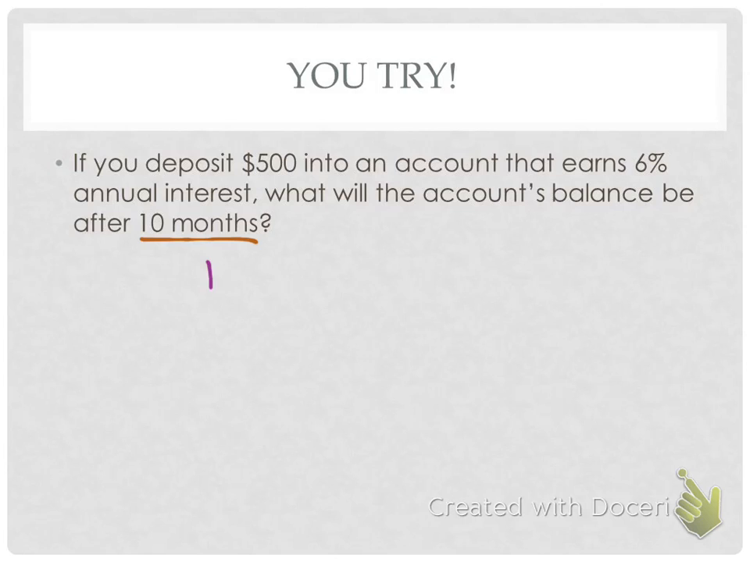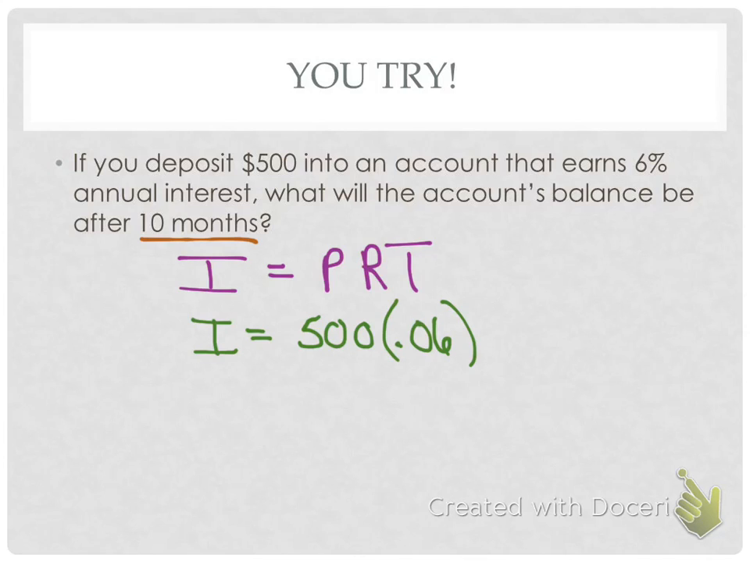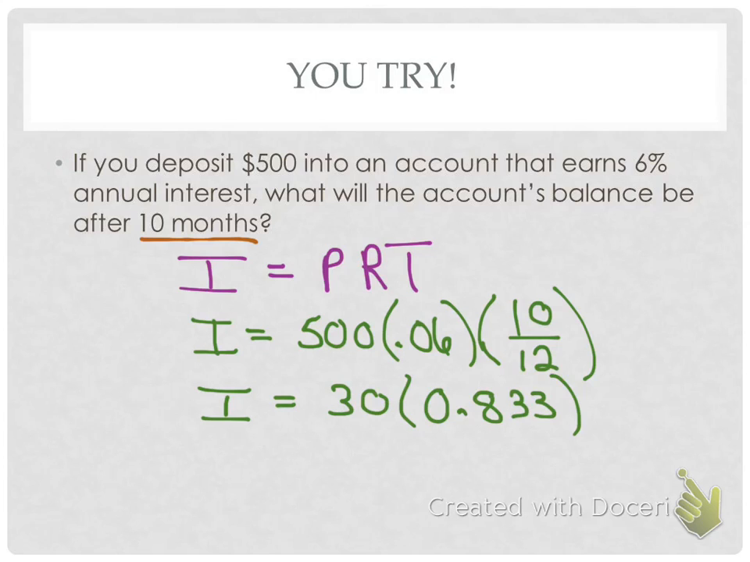Okay, so we start off with our I equals PRT formula. Okay, what's our principal? 500. What's our rate? 0.06, just change it. What's our time? Okay, it's going to be 10 over 12, which is going to be 0.833. So if you round it to the nearest dollar, you should still get the right answer. So 500 times 0.06 gives me 30. 30 times 0.833 gives me 25 bucks. How many people got the interest right? Did you get 25?